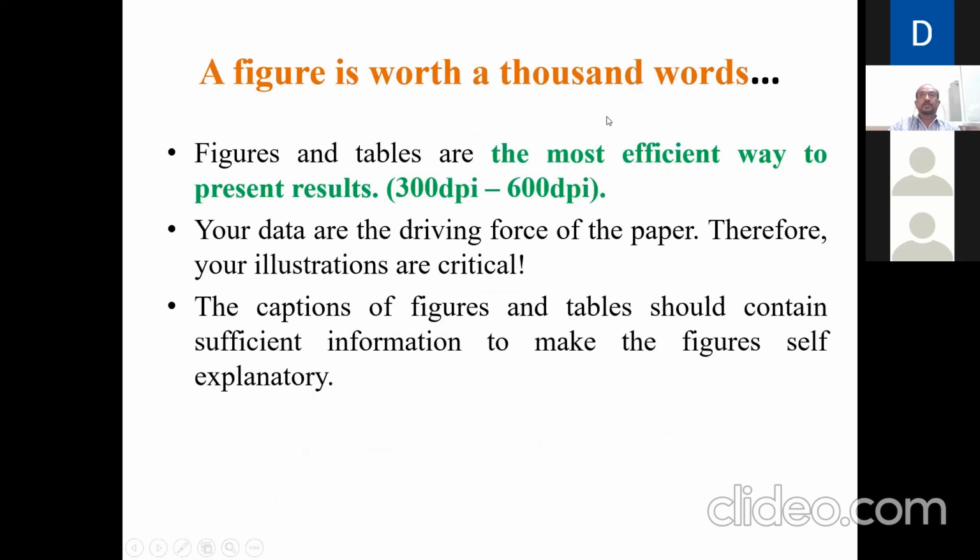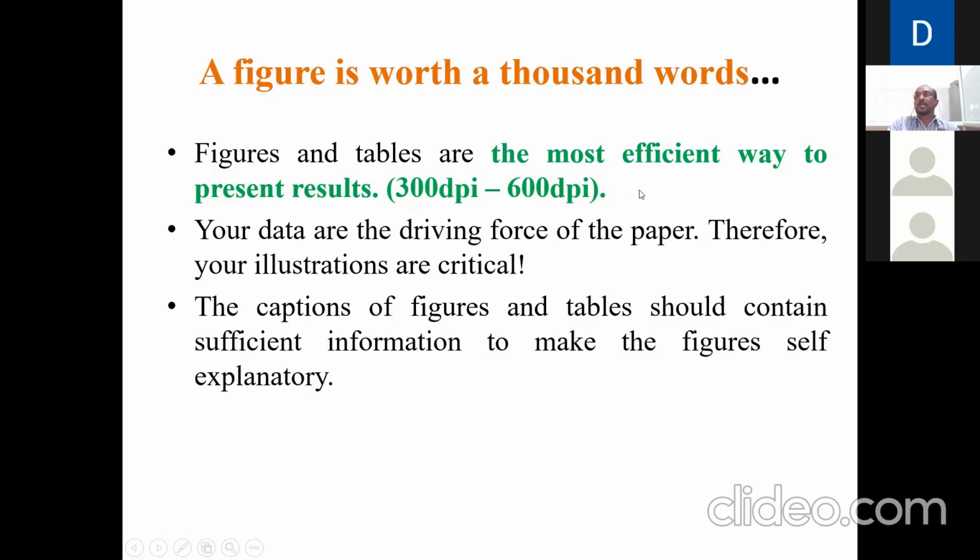Next one is figure. How to make your figure. That is very important. A figure is worth 1,000 words. One figure in a research paper is equal to 1,000 words. So you have to make your figure very clearly. A figure can be a line diagram or any picture, and any graph also comes into the figure category. So you have to maintain 300 dpi to 600 dpi, right? The resolution of your figure or any diagram should be in the range of 300 dpi to 600 dpi. Then only it will be very visible.